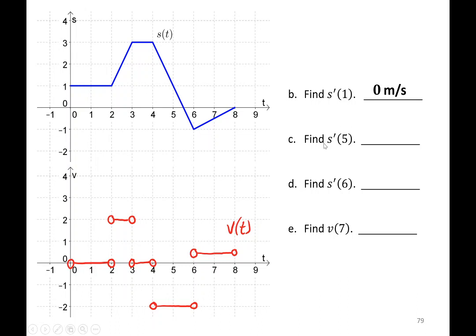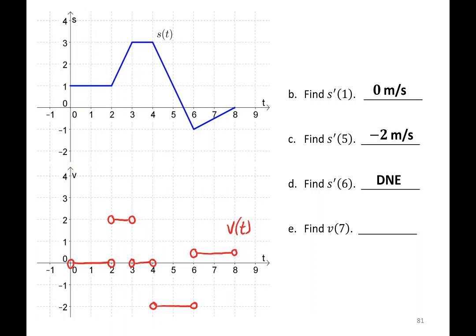What about s prime of 5? What would that be? If you said negative 2 meters per second, that's correct. Make sure you put the units on these problems here, because we have units. So here at t equals 5, you can see that the velocity is negative 2, just from reading off the graph. What about s prime of 6?